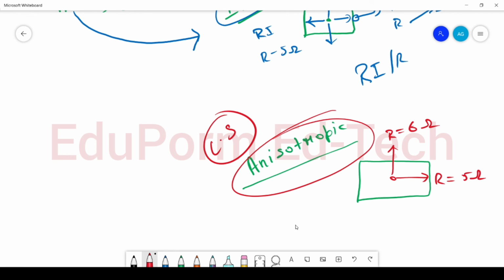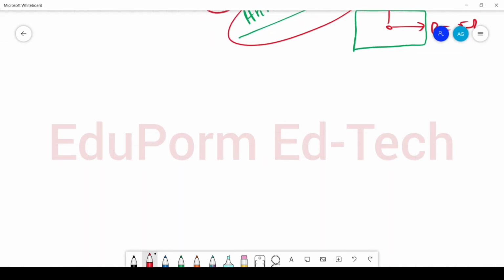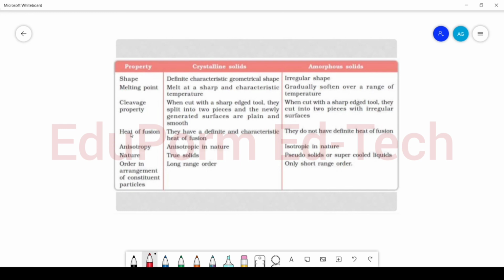Now let's study the difference between crystalline and amorphous solid. So let us understand the difference between crystalline solid and amorphous solid. First of all, as I already discussed, crystalline solids have definite characteristic geometrical shape, whereas the amorphous solids have irregular shape. The crystalline solids melt at sharp and characteristic temperature, whereas the amorphous solids gradually soften over a range of temperature. When we cut the crystalline solid, we get two pieces having smooth surfaces, whereas when we cut the amorphous solids, we get two pieces with irregular surfaces.